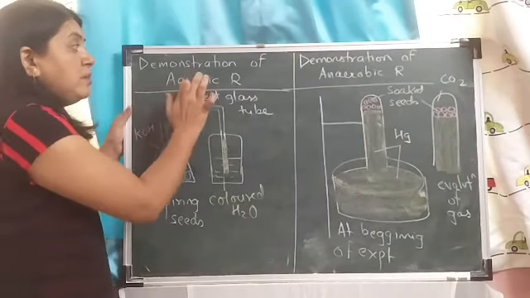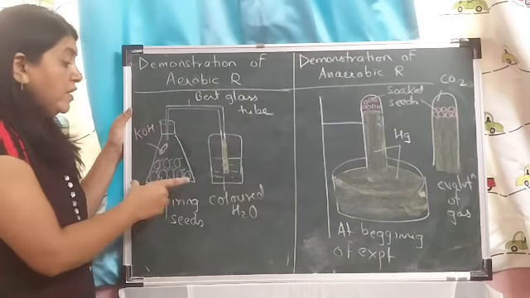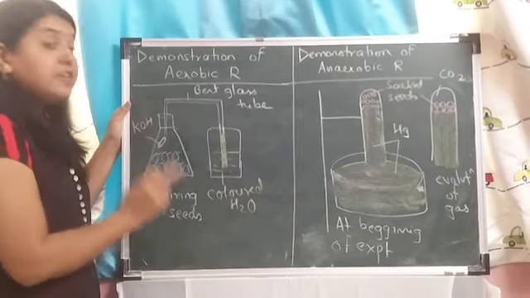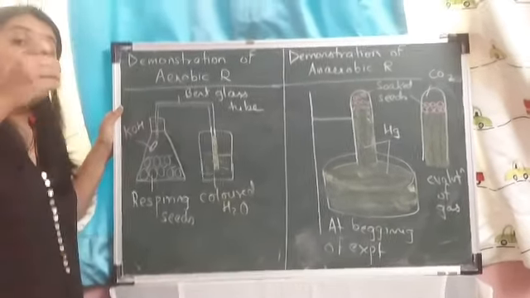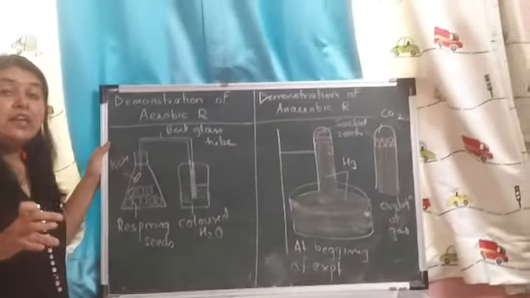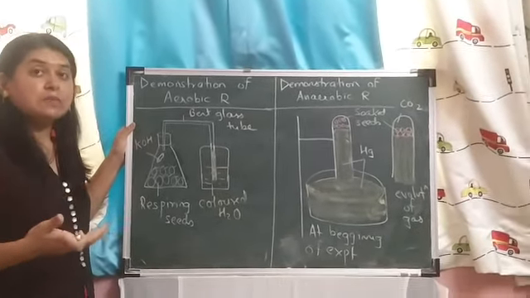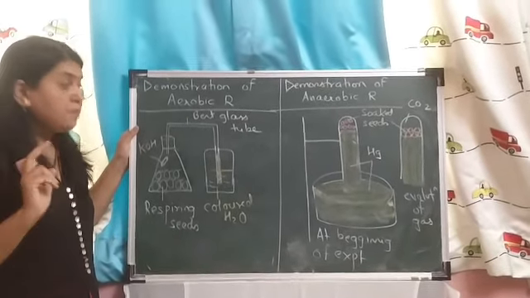First we will discuss demonstration of aerobic respiration. In this, what are we doing? We are taking a conical flask. In that conical flask, we have taken respiring seeds. Respiring seeds म्हणजे ज्या seeds आपण भिजवल्यात, soak केल्यात आणि त्या seeds त्याला मोड आलेत म्हणजे they have started to respire. Those seeds we are going to take. We are not taking any dry seeds over here, right?